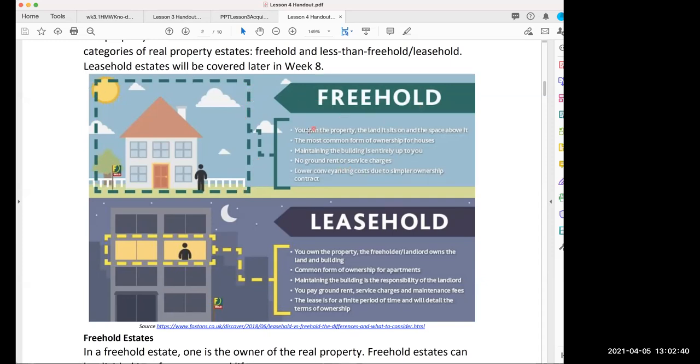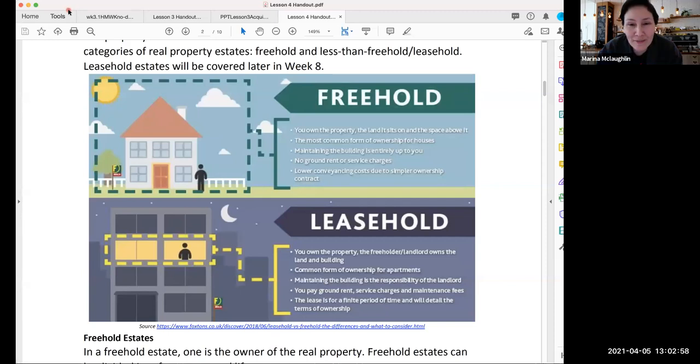With the freehold estate, the meaning is that you own the property, the house. You own the land that it sits on, and you also own the space above it. There's a certain limit as to how much space above you own. Where the airplanes are flying, obviously you don't own that part, but there will be a certain part that you do own. So drones can't just be flying around your air, because it's private property.